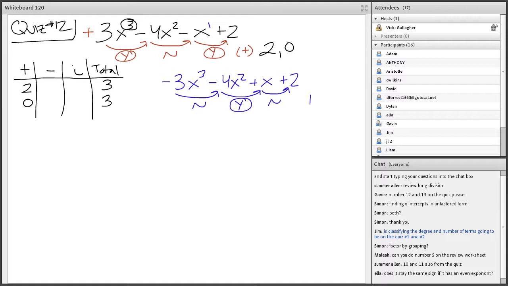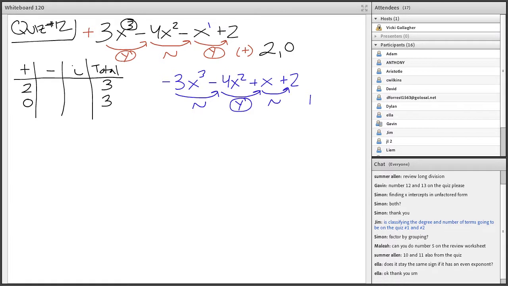Yes, the sign stays the same as the original problem if it has an even exponent, or like the last number 2 was a constant, that would also keep its original sign. All right, so I counted one yes, and when you have an odd amount of yeses, you count down by odd numbers to the number 1, but the 1 is already the number 1, so that's it. For negative answers, there's definitely one negative answer.